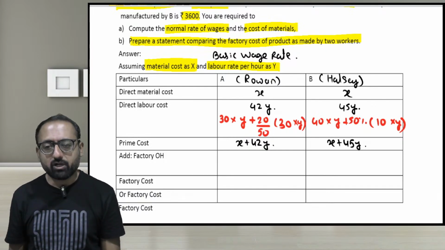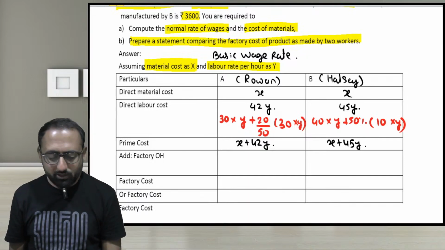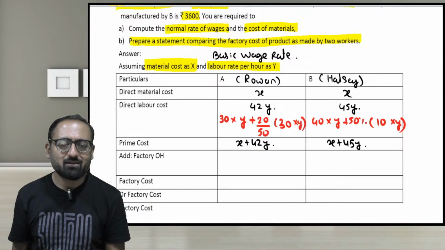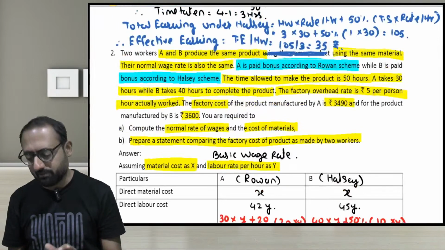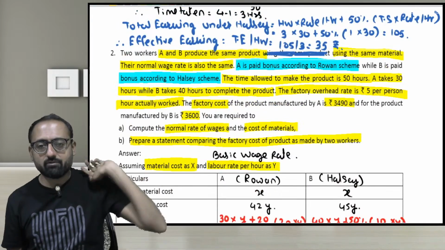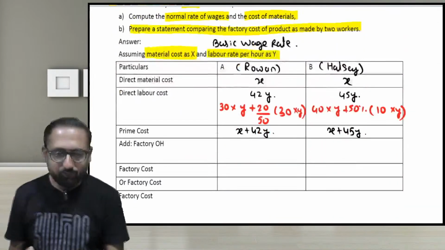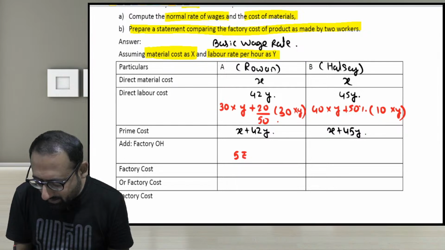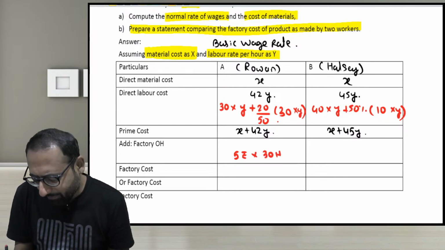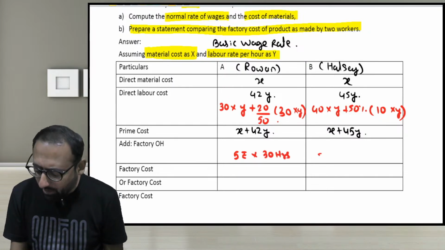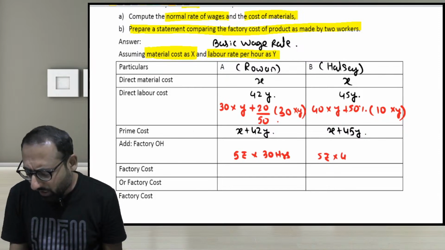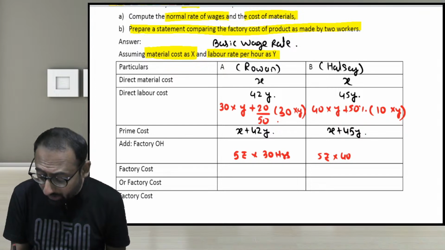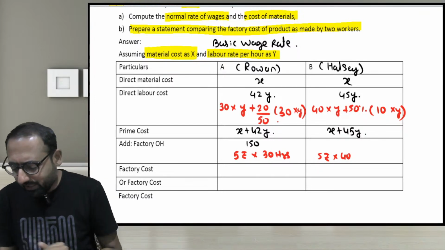Now you'll have to add factory overheads. The factory overhead rate is given: 5 rupees per hour. You can check that, 5 rupees per person hour. So we can calculate 5 rupees multiplied by 30 hours worked by worker A, and 5 rupees per hour multiplied by 40 hours worked by worker B. Immediately, I'll write there: 150 and 200.